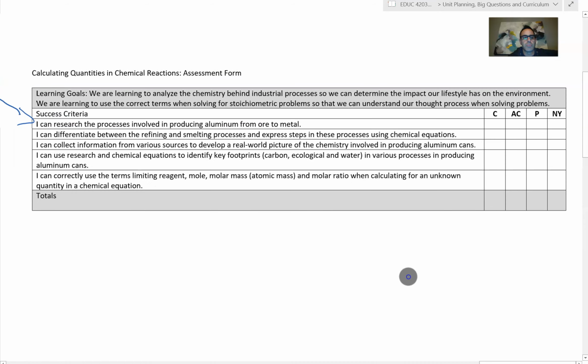So once you've done your planning for a unit, you're just copying and pasting into an assessment form, and it doesn't take much time at all. And students can show a degree of completion. What I use in the assessment form up here: C stands for complete, AC stands for almost complete, and P stands for partial. So they can, I can research the process involved in producing aluminum from ore to metal.